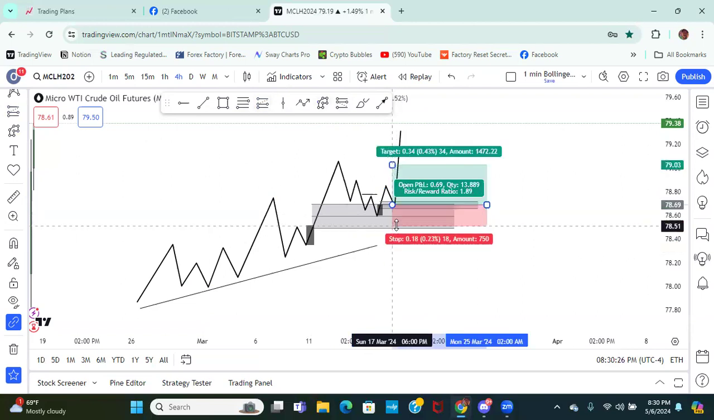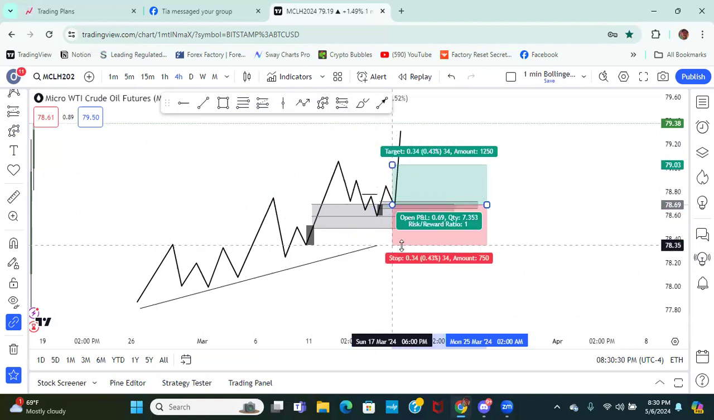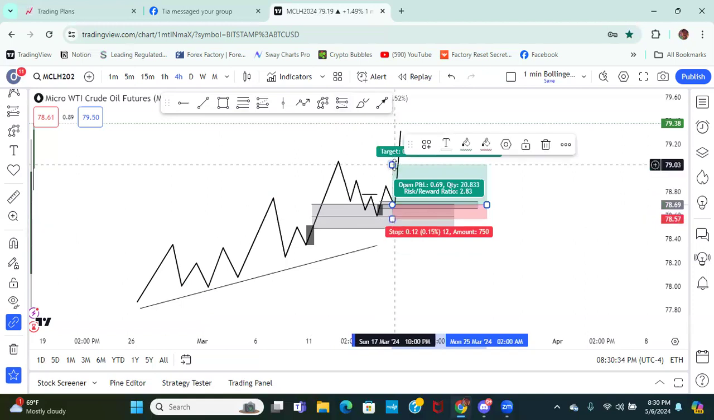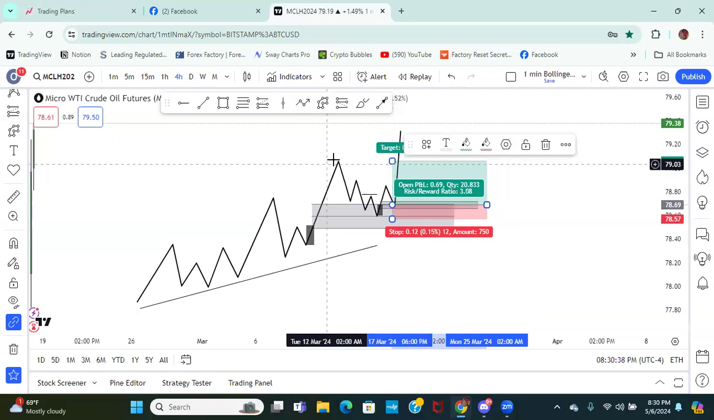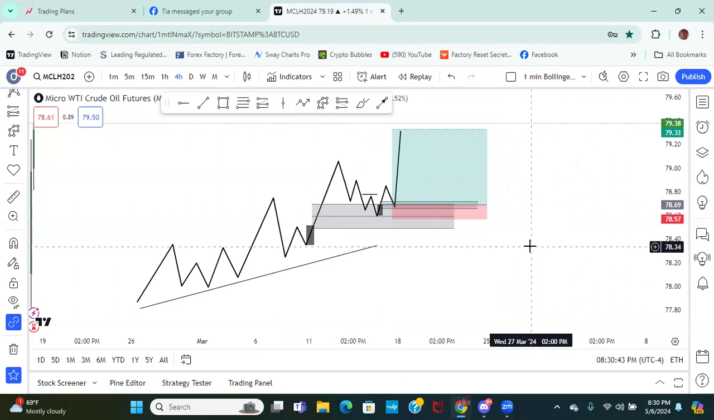Stop loss would be below the new low, this low, not this low. That would make no sense. This also should give you a better risk to reward. And then take profit would be at least the next high. That's already a 3-to-1 risk to reward, but you could be ambitious if you wanted as well.